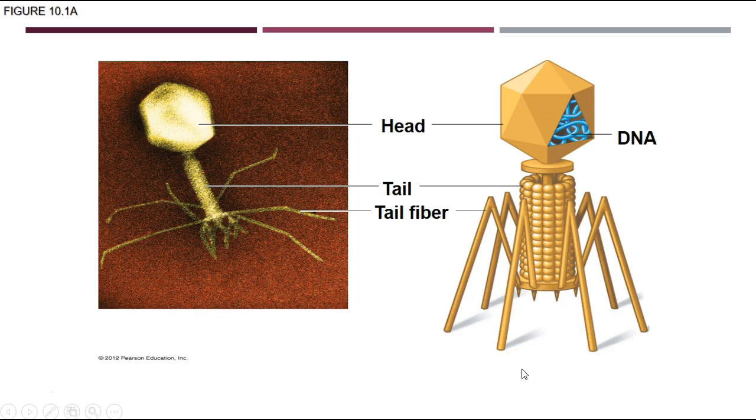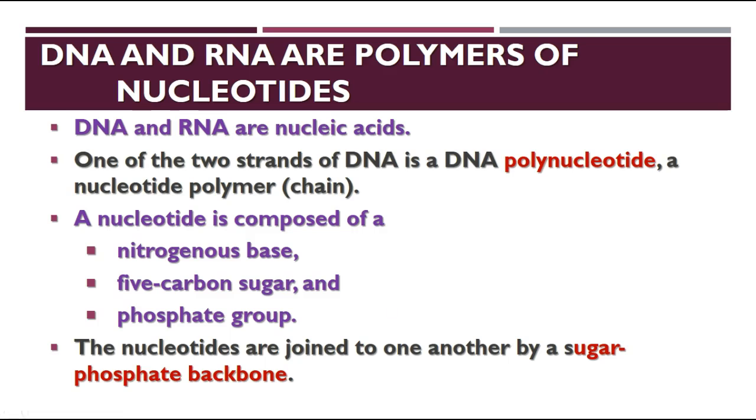This is a picture of a T2 virus, similar to what Hershey and Chase were working with. It basically looks like a lunar lander. These little tail fibers here are not really legs. They kind of look like legs, but they do not walk, they do not move. They're just used for attachment on the surface.